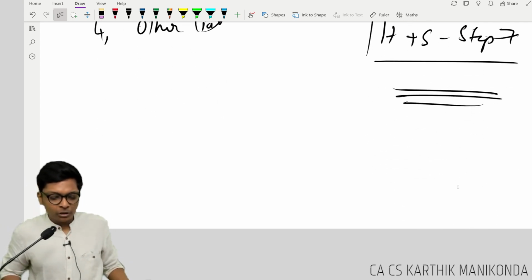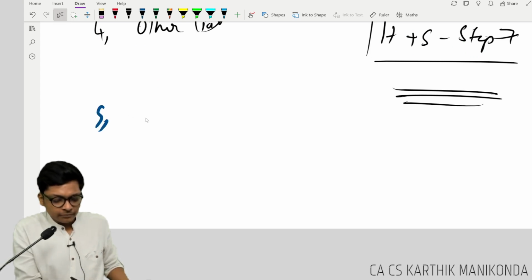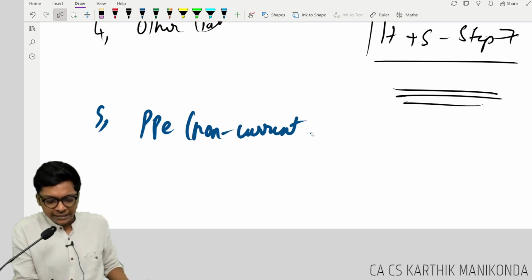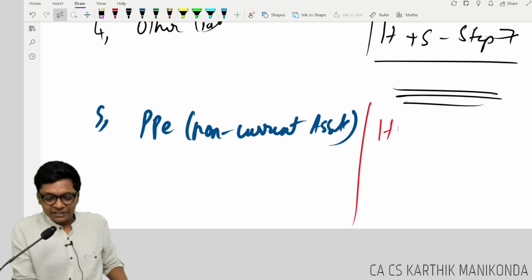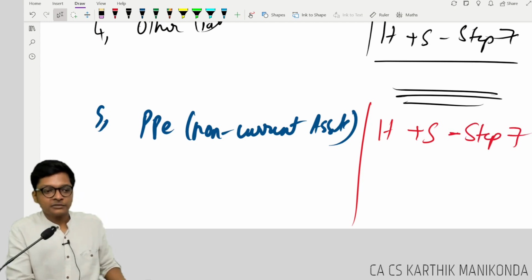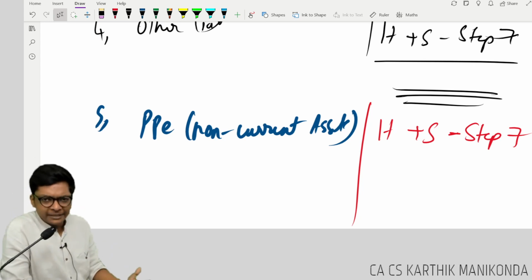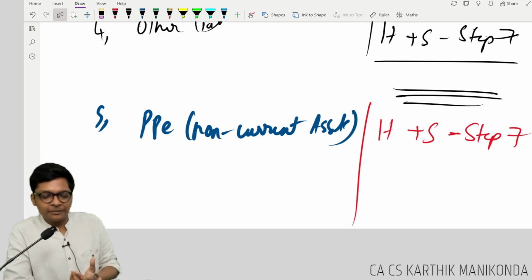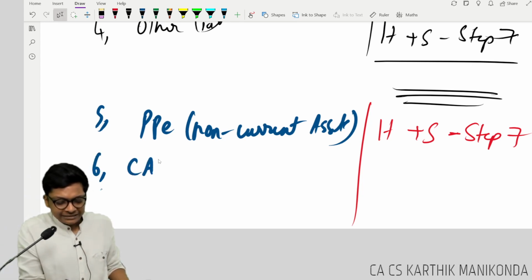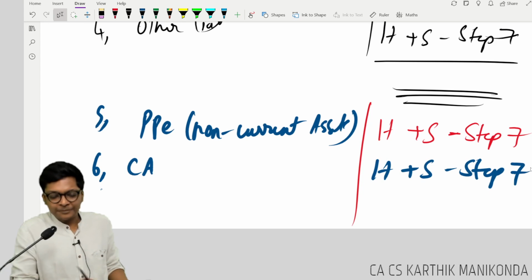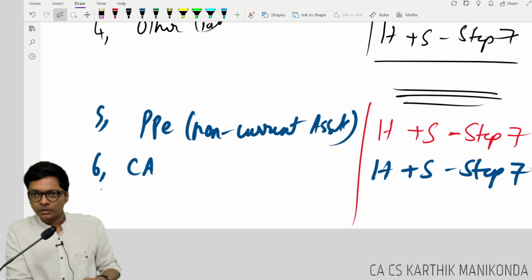Below, come down to the asset side. PPE, or in other words, write down all non-current assets. What plus what? H plus S. Anything else? Minus step 7. What if there is intercompany? Who knows? It may be there. Usually it's never there, but in a very rare circumstance. H plus S. Next, current assets. Same. What is it? H plus S minus step 7. Are you following, guys? Clear?